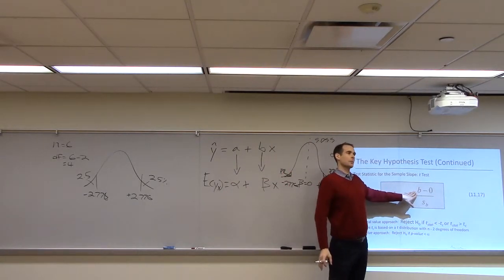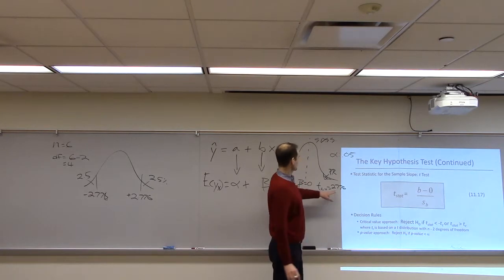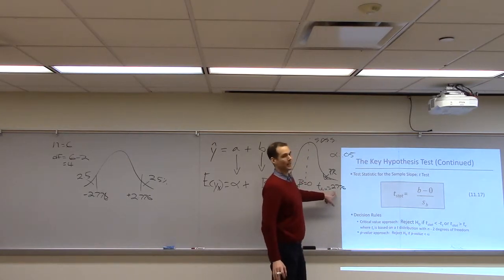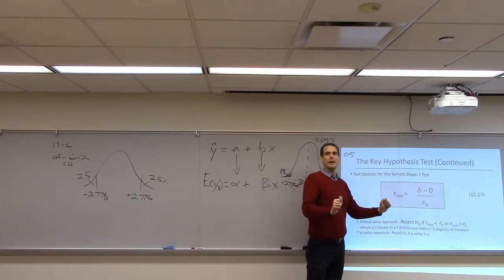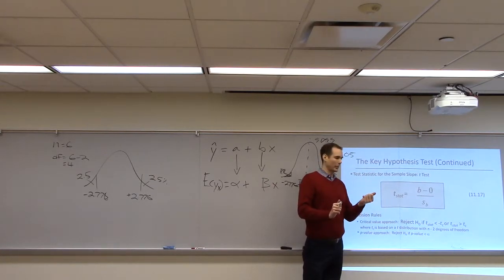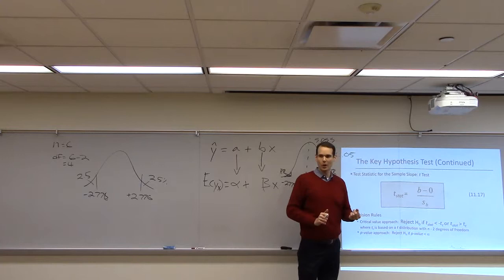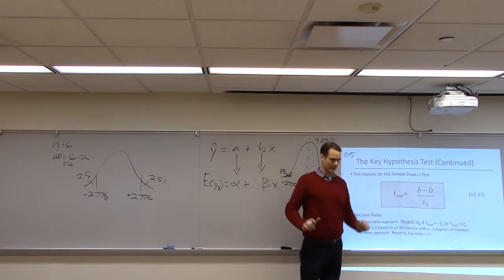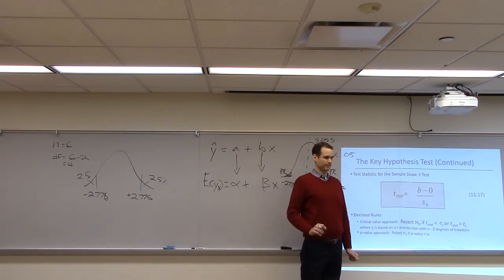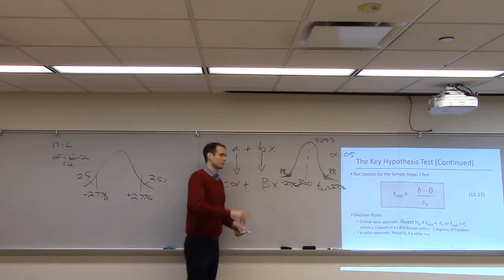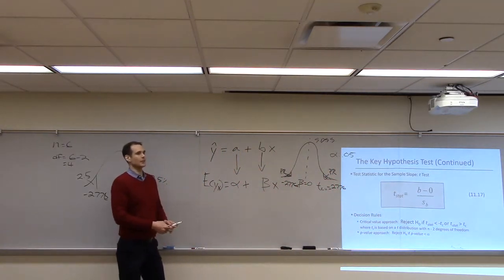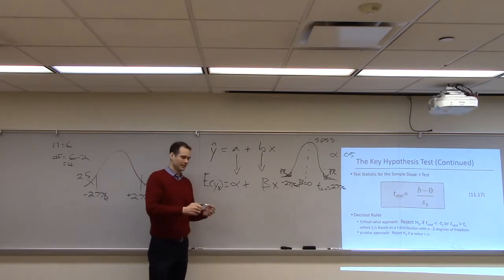If our sample slope is more than 2.776 standard deviations above 0, then we're going to say we have something significant. And the way we say that is we reject the null, which says we don't have something significant. If it's less than negative 2.776, we're going to say, yes, we have something significant, and it's a negative relationship.